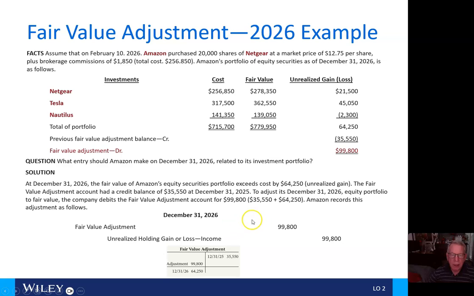I think this is pretty easy to follow. We're going to make a fair value adjustment of $99,800,000 debit and then credit the unrealized holding gain or loss on income. And when we do that, we'll take that fair value adjustment from a credit balance to a debit balance of $64,250, which is the fair value of that portfolio.